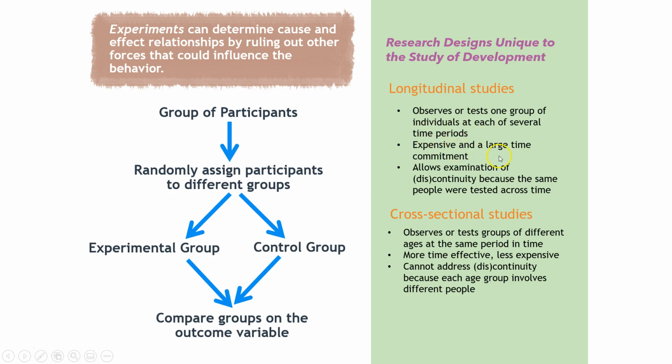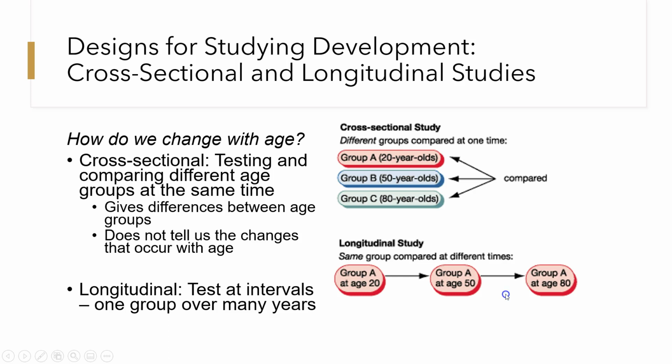Longitudinal studies are expensive because you're following the same children over time, but they allow us to examine whether something is continuous or discontinuous because you're looking at the same people across time. Whereas cross-sectional studies are when you observe or test groups of different ages at the same time period. This is more time effective and less expensive, but you can't really address continuity because you have different individuals at each age group.